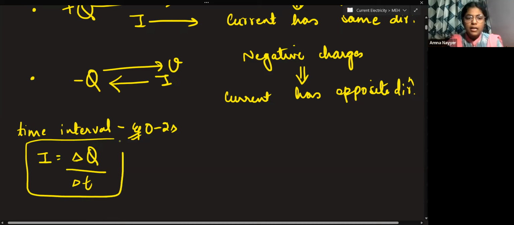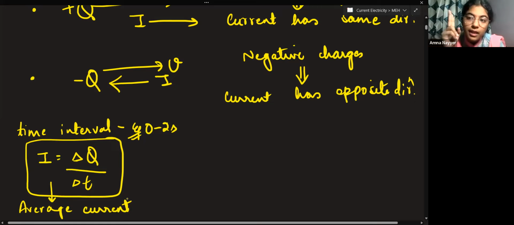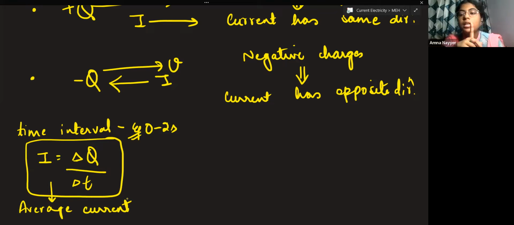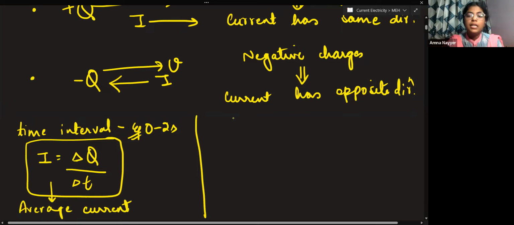The current that we get on calculation over a time interval, we call an average current. So in your questions, if you are asked to calculate average current, or if the time is mentioned as a time interval, then you will be using delta Q divided by delta T. It means change in the charge divided by the change in the time interval. The second thing to this is the time instant.